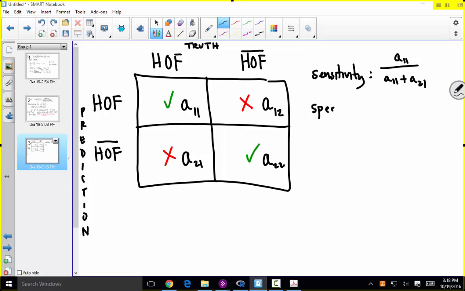Specificity is similar, except that it's a calculation for those not in the Hall of Fame. Of all those who were not in the Hall of Fame, what proportion did we correctly classify as not in the Hall of Fame? So here we would have A22 divided by A12 plus A22.